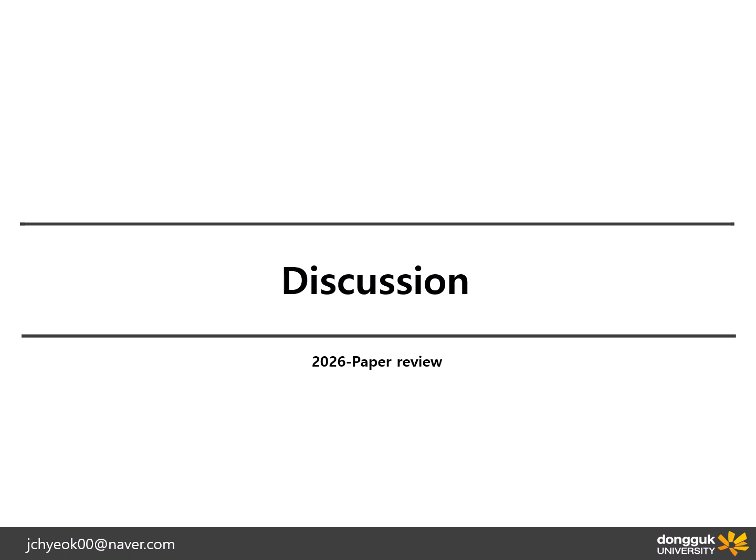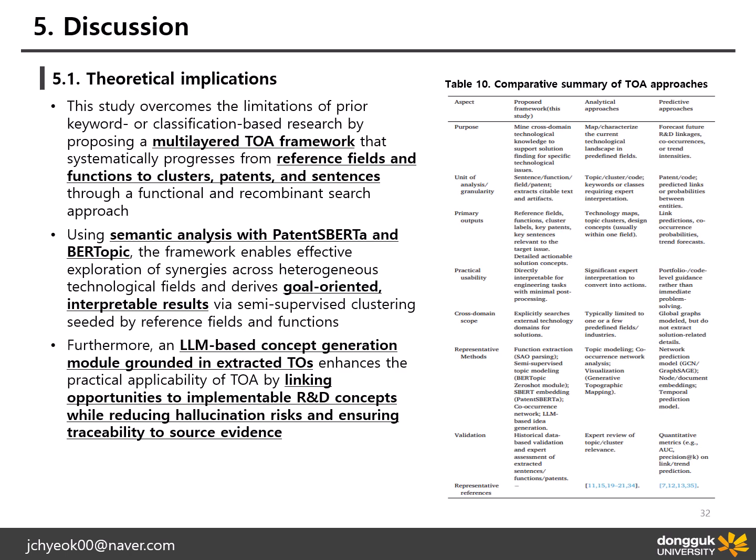The discussion. The study proposed a multi-layered TOA framework that structured technological opportunities from reference field and function down to the cluster, patent, and sentence levels. By combining semantic analysis with semi-supervised clustering, the framework enabled interpretable identification of synergies across heterogeneous technologies and further connects these opportunities to implementable R&D concepts through the use of large language models.